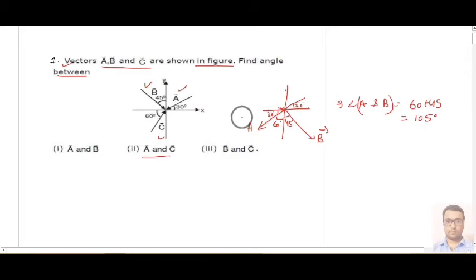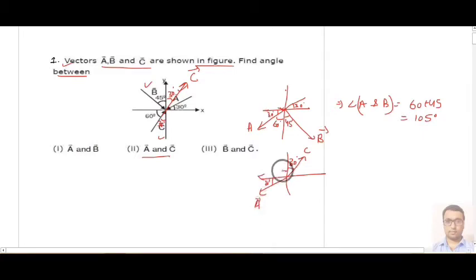Second part is between A and C, we have to determine. Okay, so for that just see where vector C is going. This is the direction of vector C. Okay, and this angle is 60 degree, means this one is 30 degree. Now to find the angle between A and C, we have to make vector C first, that is having 30 degree from positive y-axis, and vector A that again having 30 degree but with negative x-axis.